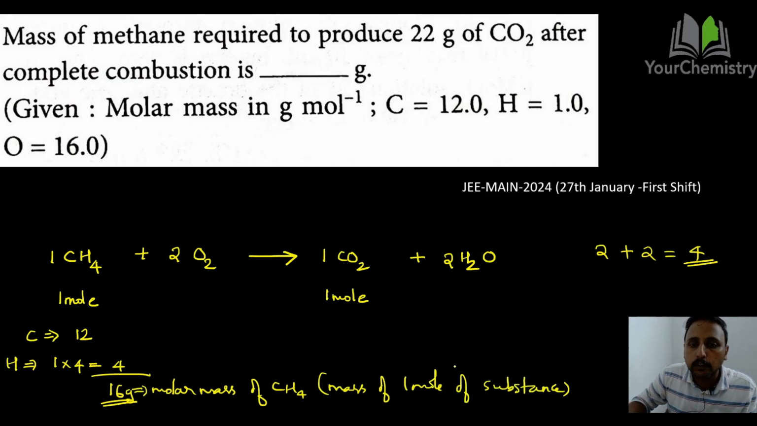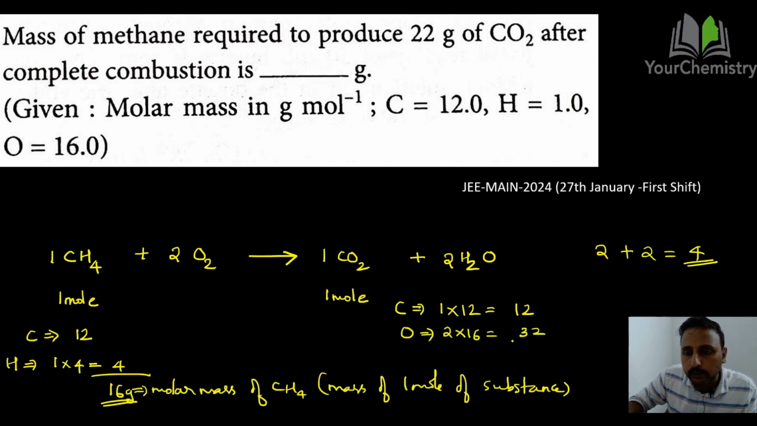Clear? Similarly for CO2, how many carbon atoms are there? Just 1. So 1 into 12. How many oxygen are there? 2. Oxygen atomic mass, 16. So 32 you will get. So 32 plus 12 is what? 44 grams. That means the mass of 1 mole of carbon dioxide is 44. So let us see from this balanced equation.